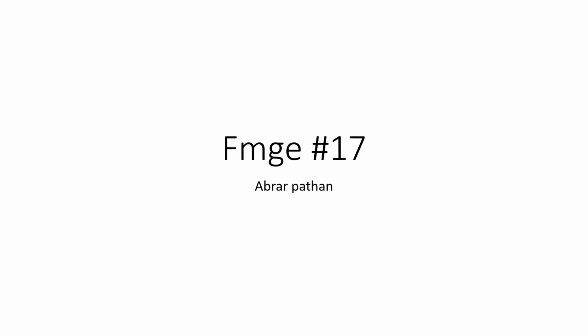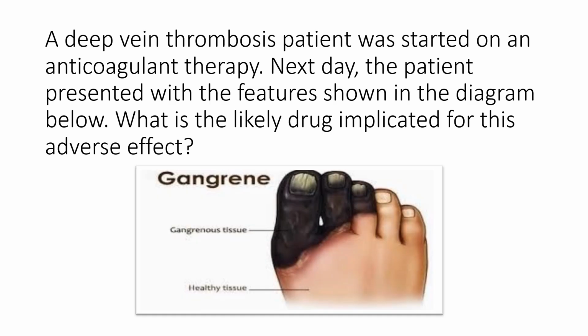So let's begin. A deep vein thrombosis patient was started on anticoagulant therapy. Next, the patient presented with the features shown in the diagram below. What is the likely drug implicated for this adverse effect? As you can see in the diagram, we have gangrene.